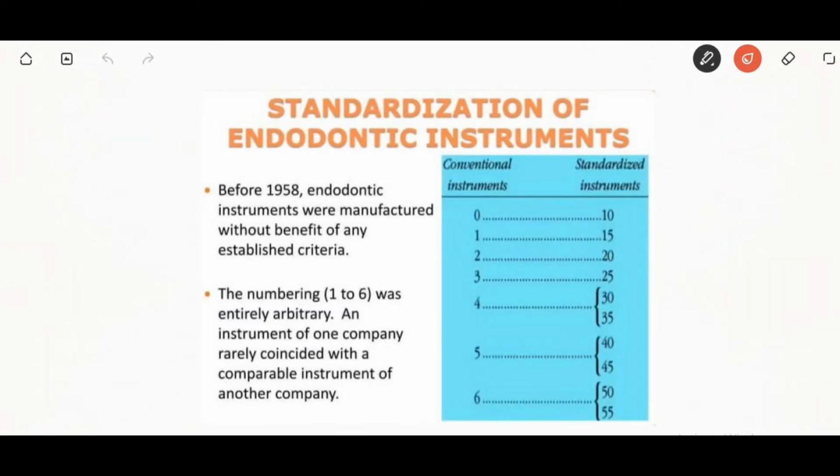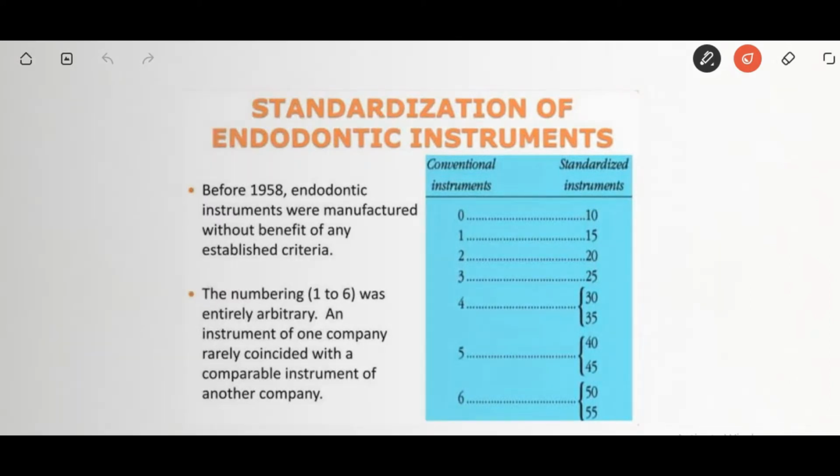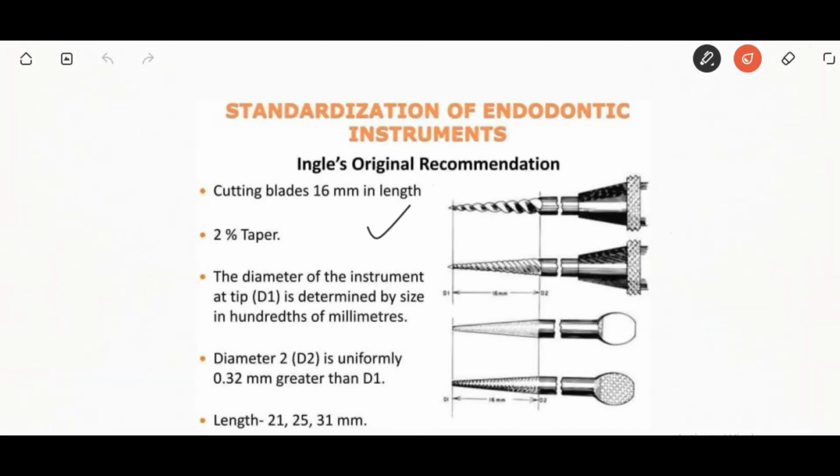Now coming to the standardization of instruments that was given by Ingle and Levine. Ingle and Levine found a variation in the diameter and the taper for the same size of the instrument. So they suggested a few guidelines for having uniformity in the instrument diameter and the taper. So what were those guidelines? Let us discuss them.